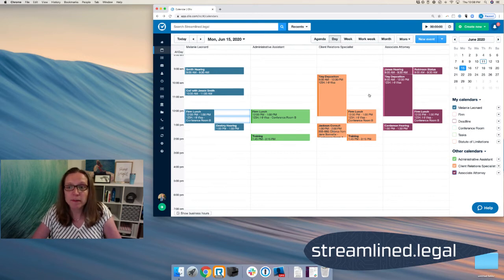And of course, some of these appointments are going to be shared by more than one person, but it doesn't have to show up for everybody, right? So the associate attorney and the client relations, they're going to be doing this deposition, but the rest of us don't have to worry about it. If we want to see it or we need to see it, absolutely, we can go ahead and take a look. And it's very easy to see.